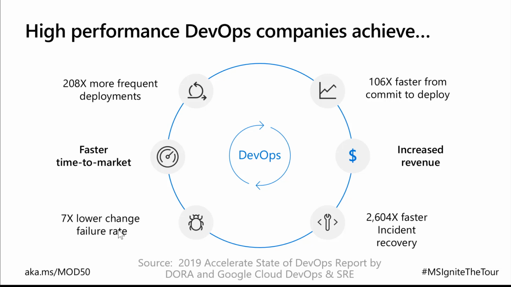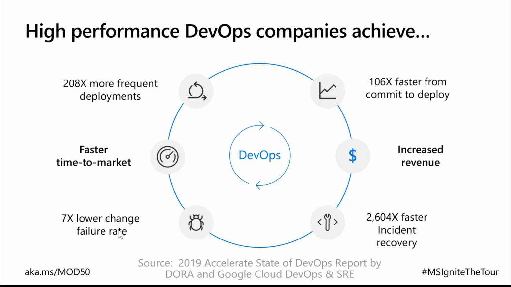First of all, high-performance DevOps companies can achieve 208 times more frequent deployments based on comparison with people that might not have a DevOps implementation or have a very basic DevOps implementation. So high-performance DevOps companies can actually achieve 208 times more frequent deployments. And that probably scares the heck out of some of you.